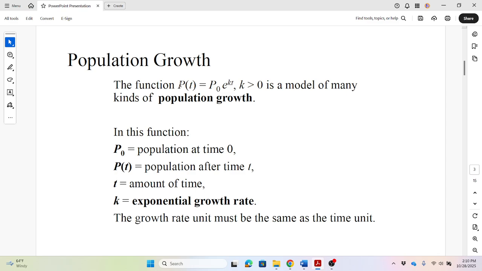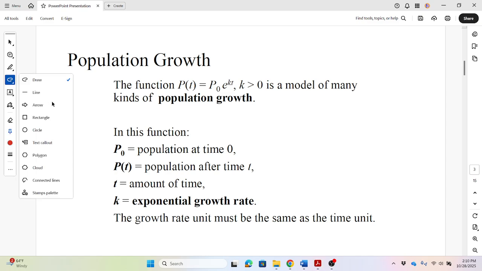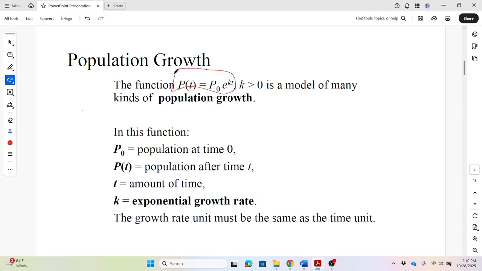This is one exponential function, P of t equals P0 e to the power kt. This is just the notation. We use P for the population, and if k is positive, then we can use this model for population growth, where P0 is the population at time 0, meaning the starting time. P of t is the population after time t. T is the amount of time. K is the exponential growth rate. So whenever you have a population growth problem, we can use this model.